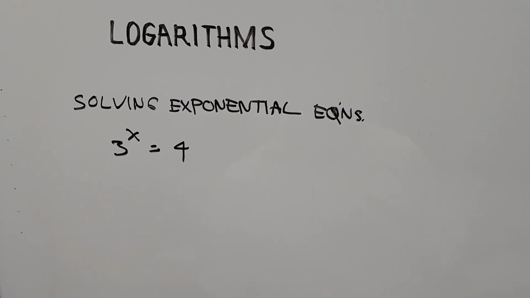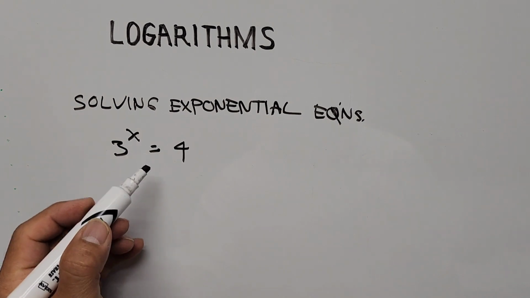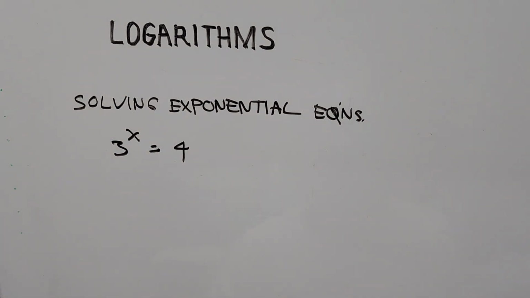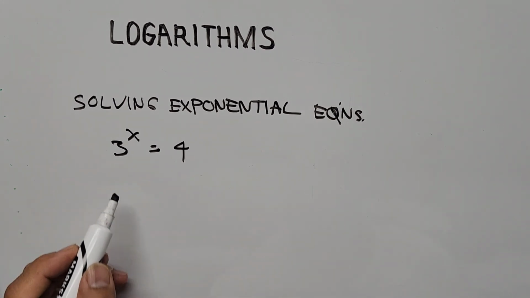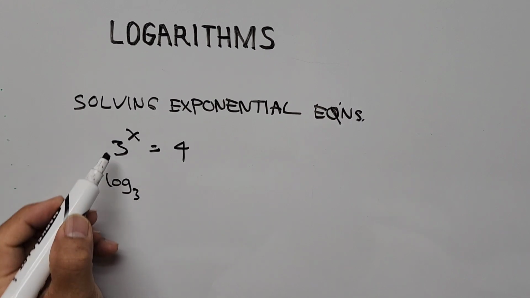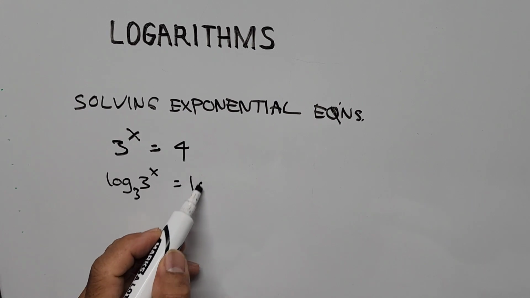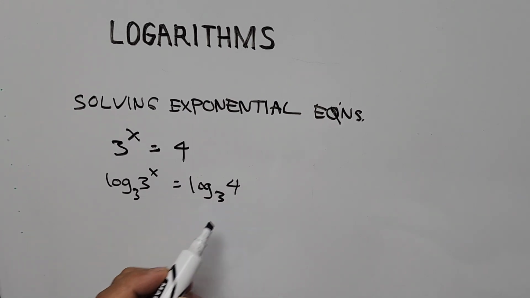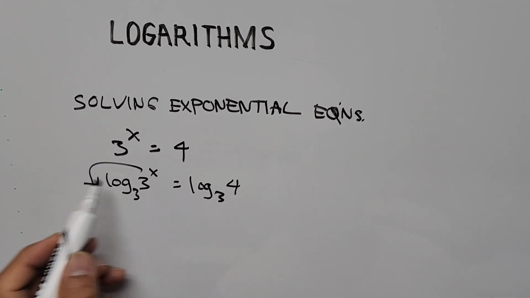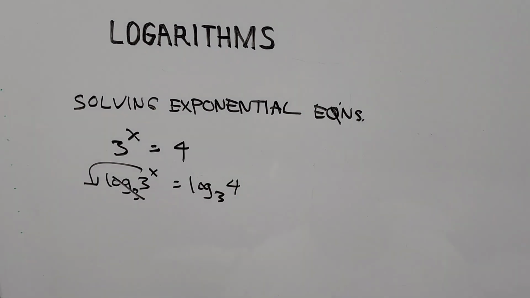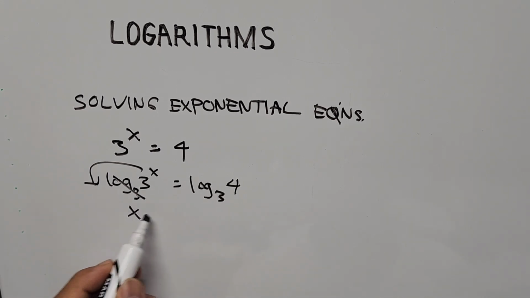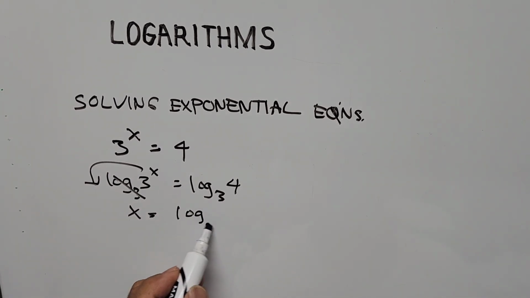Let's solve some exponential equations. 3 to the power of x equals 4. So here let's take the natural logarithm or common logarithm, either way. Let's use logarithm to base 3. Since it is base 3, x equals log base 3 of 4. Putting down the x as a coefficient is the logarithm power rule, and log base 3 of 3 is cancelled. So we have x equal to log base 3 of 4.